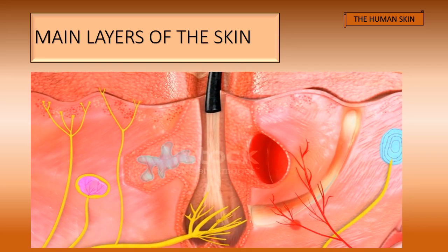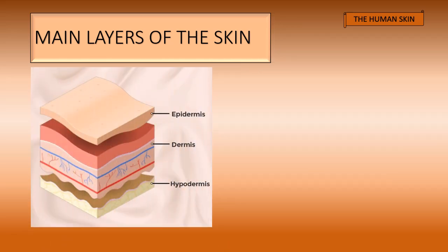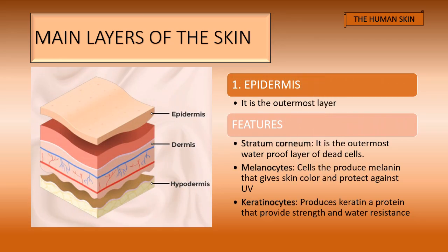So let's begin with the outermost layer of the human skin, that is the epidermis. Epidermis is the outermost layer of the human skin. It contains three main features, that is the stratum corneum, melanocytes, and keratinocytes. Stratum corneum is the outermost waterproof layer of dead cells.